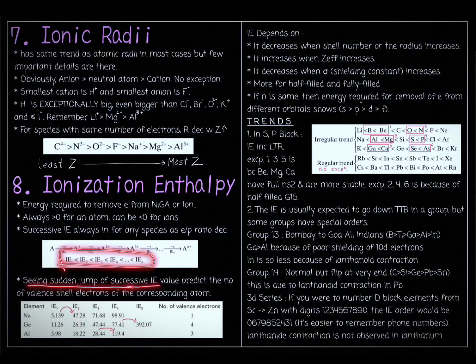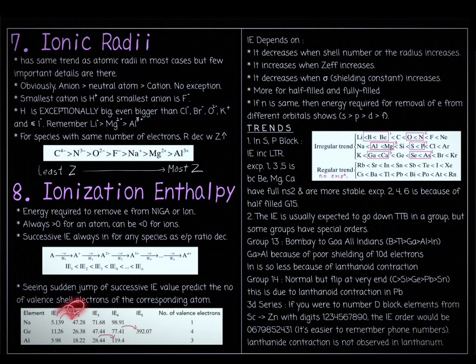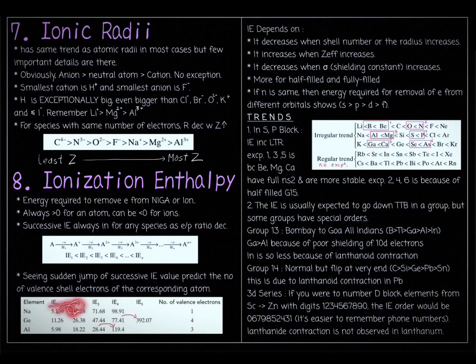Seeing a sudden jump in successive ionization enthalpy values, we can predict the number of valence shell electrons of the corresponding atom. Whenever you see a big jump in removing the next electron, you get to know that the earlier state was more stable. Okay, and that's it. What factors does ionization enthalpy depend on?